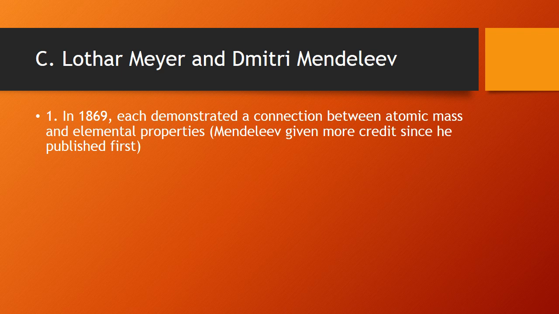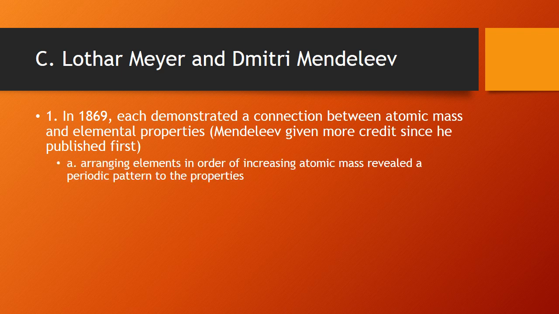Now, from here on out, I'll just refer to Mendeleev because he is given more credit for this since he published his work first. Scientific discovery, even today, is essentially a race. The first person or first group of scientists that can publish, that can get their ideas out there, are the ones given credit for it. So history will always look at Mendeleev as being the developer of the first modern periodic table, even though he and Meyer essentially came up with the same thing at the same time.